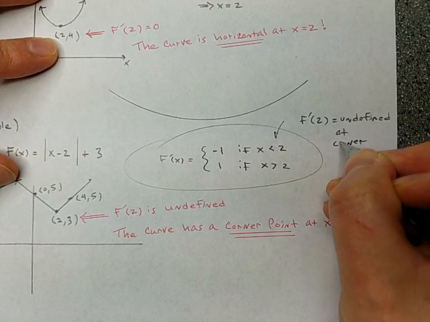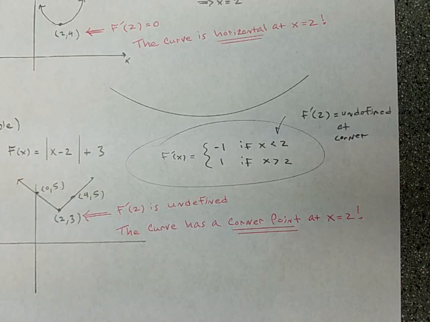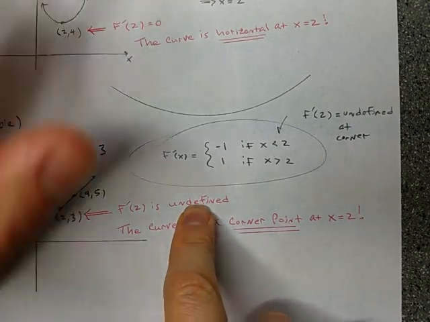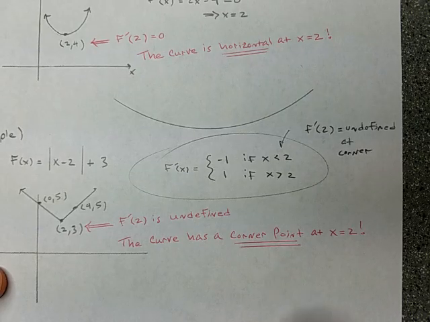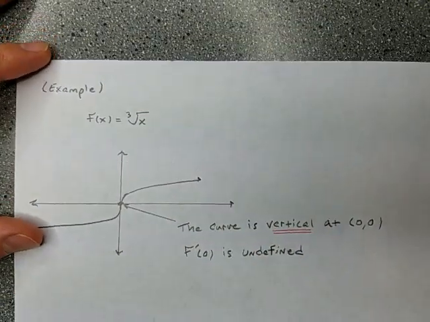So now, hopefully, if we see a graph and it has a corner on it, we'll know that the derivative is undefined there. Okay? Any other possibilities? I wish I could tell you yes, but I can't.